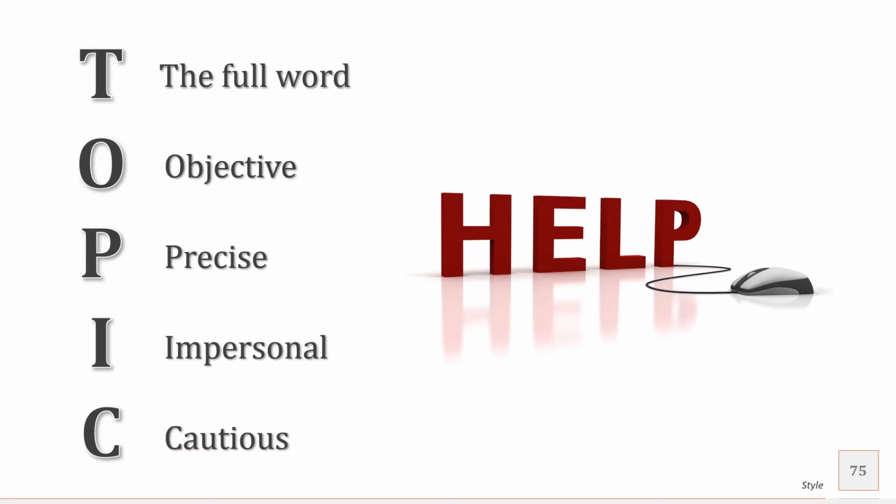Let's look at some useful tips and strategies for a successful academic writing piece. An easy way to remember some of these strategies is to think of the word TOPIC. T-O-P-I-C. In this section, we will briefly discuss how this can help to improve our writing. So when planning your academic writing, keep in mind that you should write full words, keep your content objective, be precise, impersonal, and be cautious with your use of language.